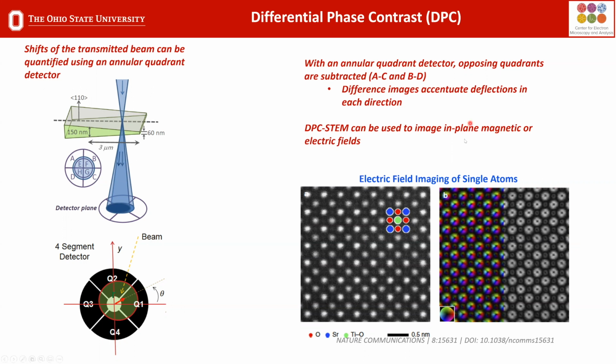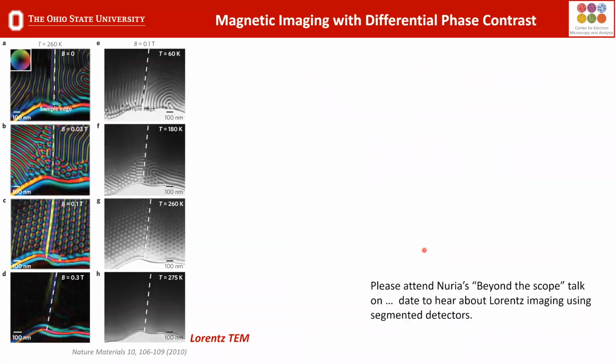I also mentioned here we can look at in-plane magnetic fields. By the same technique that we're looking at this electrical field on the atomic image, if we switch the microscope into Lorentz mode, we can look at magnetic fields. What I have here is an example of some Lorentz TEM images showing on the left what magnetic contrast can look like. You can see these hexagonal phases.